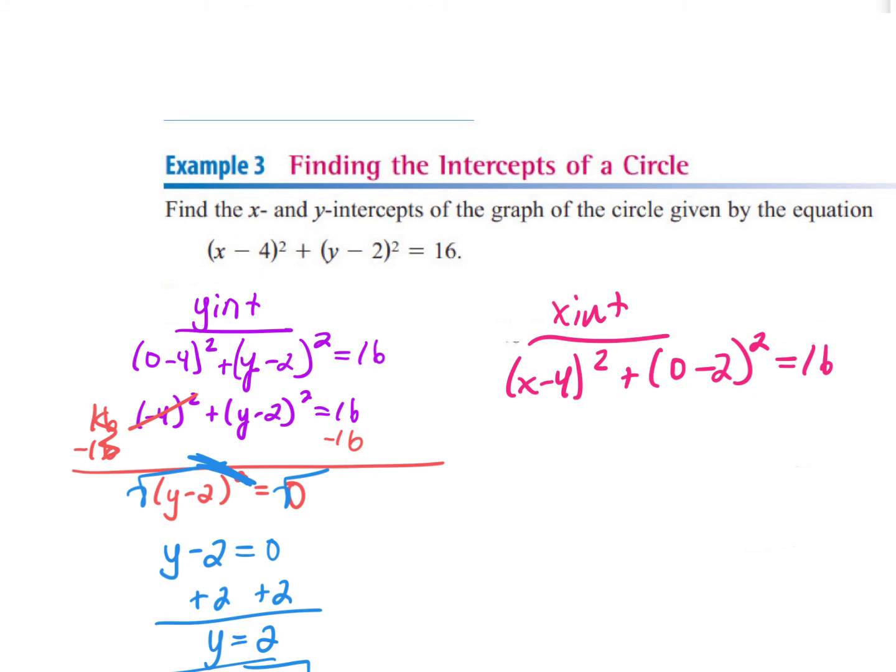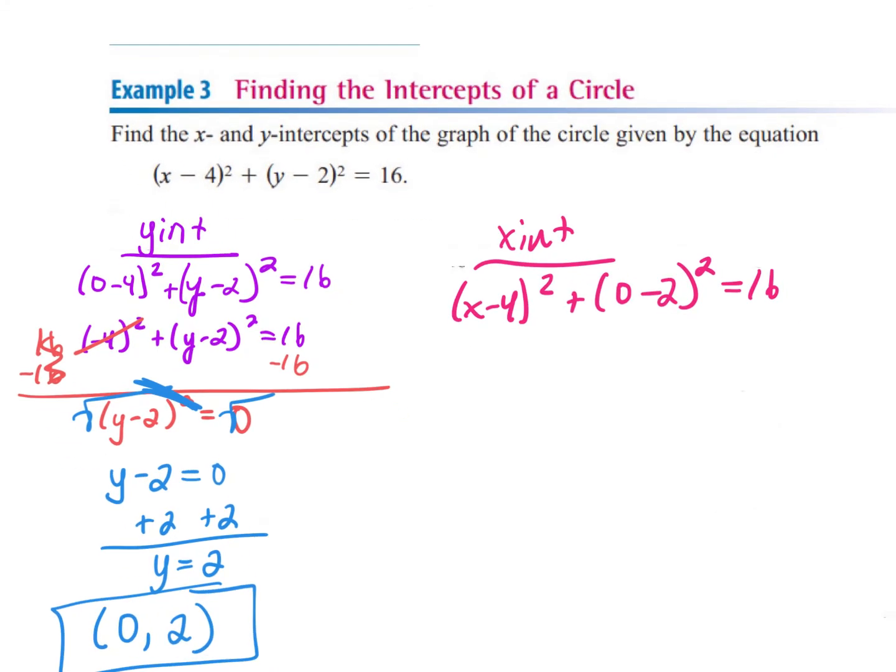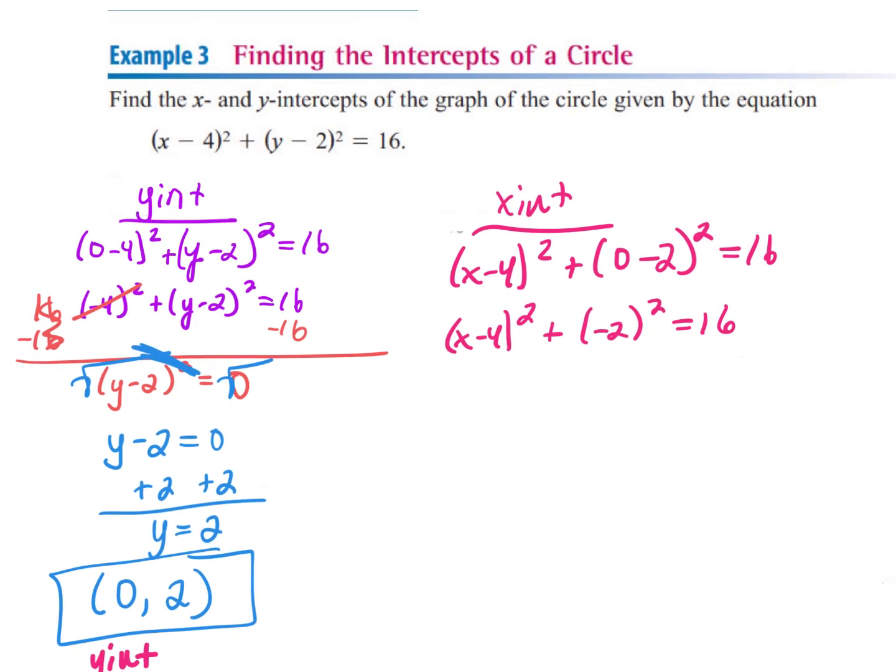This is basic algebra, guys. X minus 4 squared plus, what's 0 minus 2? Negative 2 squared equals 16. What's negative 2 squared? Good. Now I need to get that x minus 4 squared all by itself. So what do I have to do? Perfect. Subtract 4. Good. So I have x minus 4 squared, that cancels out, equals 12.